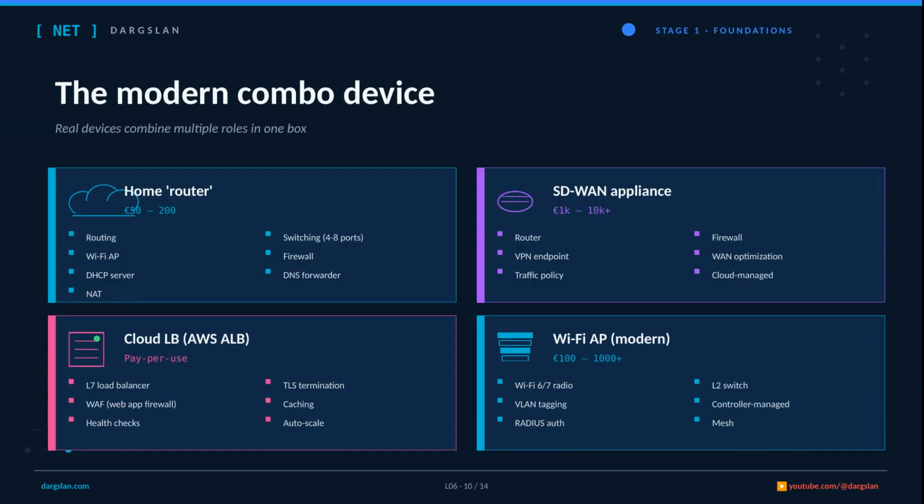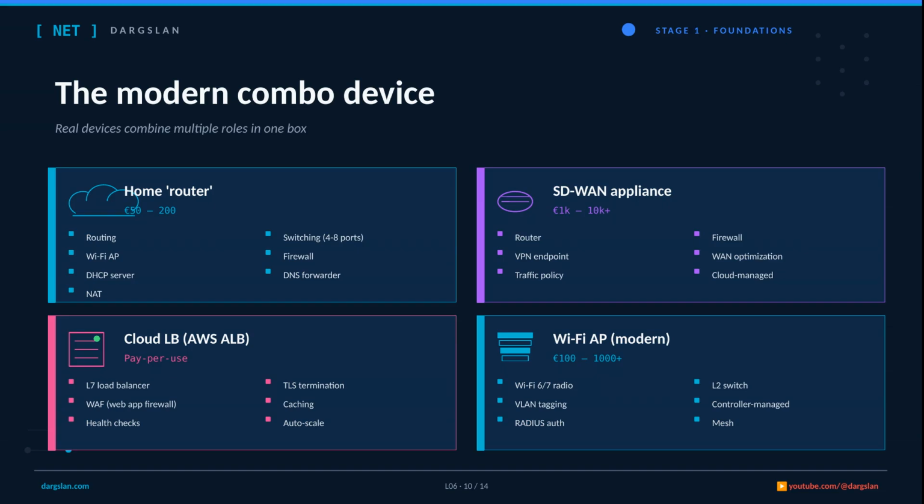Now here's the catch. In the real world, you almost never buy a device that does just one thing. That cheap home router in the corner of your living room, it's actually a router, a switch, a Wi-Fi access point, a DHCP server, a NAT engine, and a basic firewall, all crammed into one plastic box. Scale up and the same pattern holds.